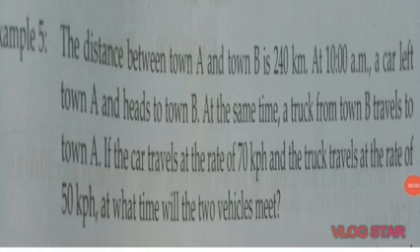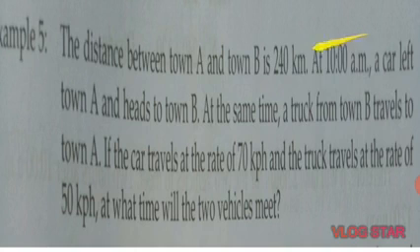The distance between town A and town B is 240 km. At 10 a.m., a car left town A and heads to town B. At the same time, a truck from town B travels to town A. If the car travels at the rate of 70 km per hour and the truck travels at the rate of 50 km per hour, what time will the two vehicles meet?